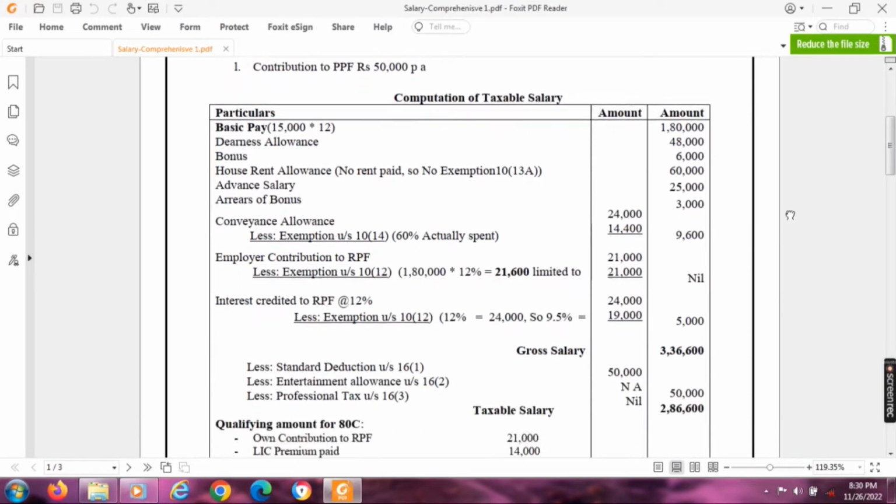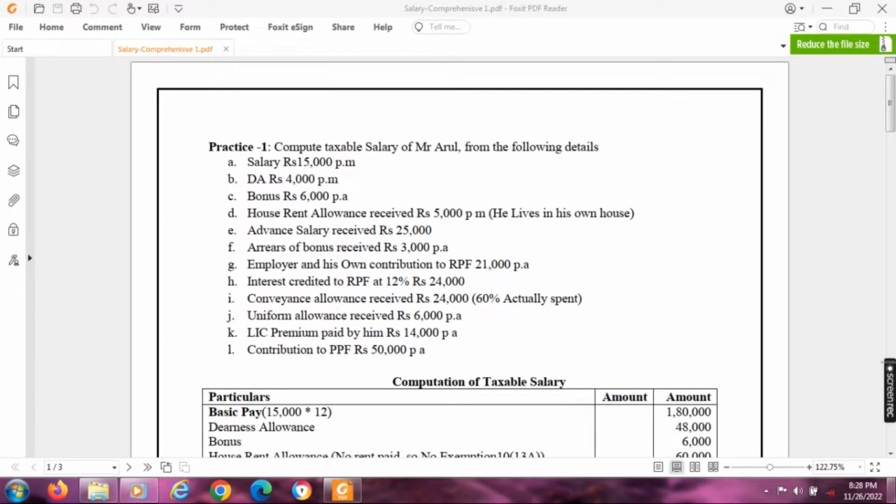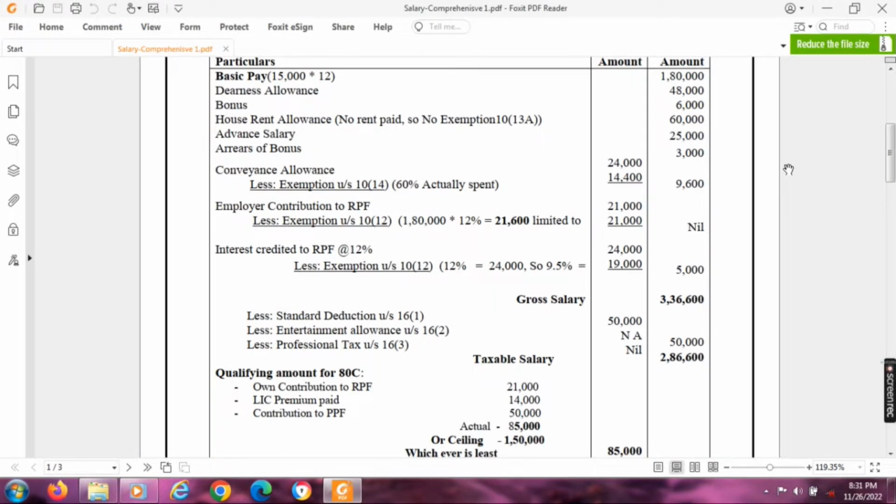Next, uniform allowance. Uniform allowance was fully exempted under section 10(14). Uniform allowance, daily allowance and academic research allowances were fully exempted. So need not account. LIC premium paid by him, this amount qualified for 80C. Contribution to PPF also 80C deduction amount. So in this now we can go for PF part. In this problem, basic part is there and allowances part is there, but no information about perquisite part because it is house rent allowance based problem.